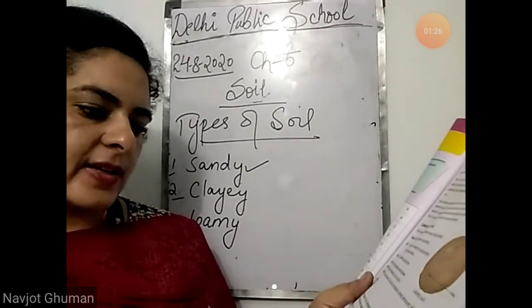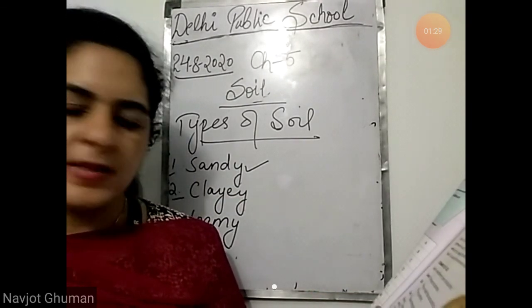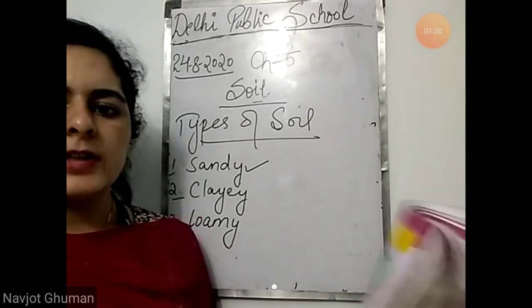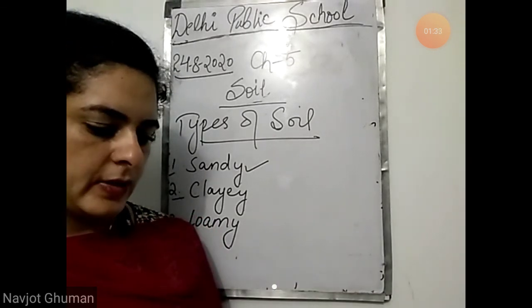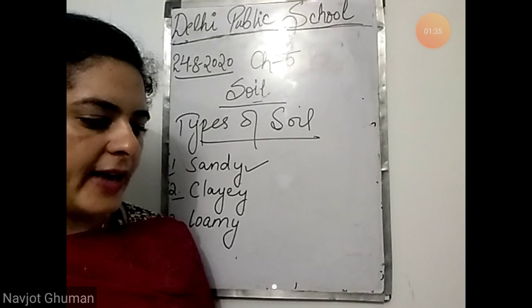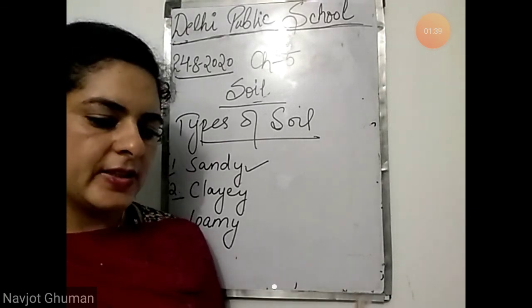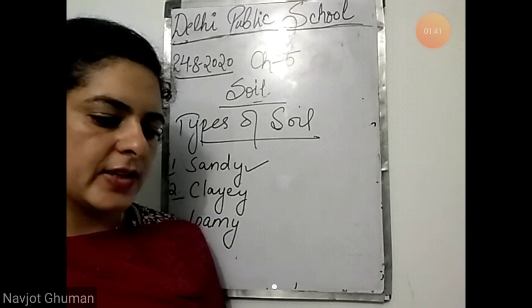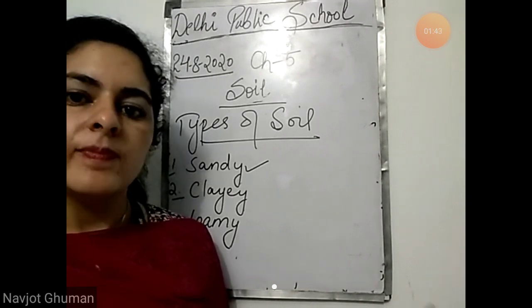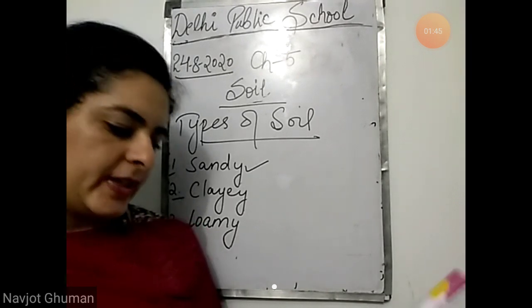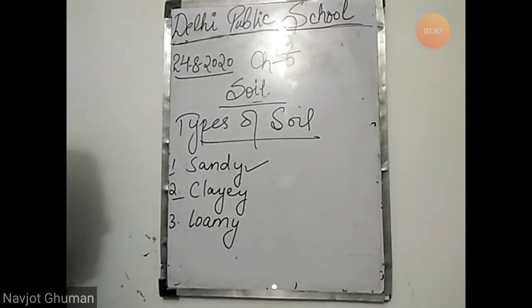This soil has a greater proportion of sand particles. Sandy soil feels rough and gritty and is non-sticky when wet. It does not hold much water and drains most of it. What is sandy soil? It has the bigger proportion of sand particles.